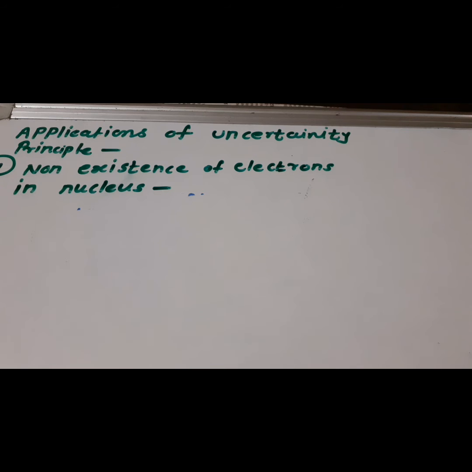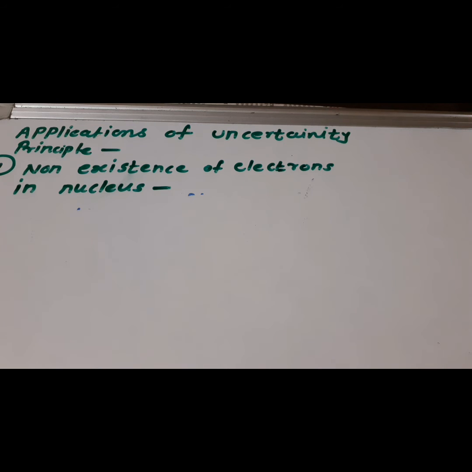Let us see applications of the uncertainty principle. The first application is the non-existence of electrons in the nucleus. Friends, we can't observe the electrons, but here we discuss the non-existence of electrons in a nucleus. Suppose a particle is to exist within the nucleus, then the uncertainty in its position in the nucleus should not exceed the radius of the nucleus.